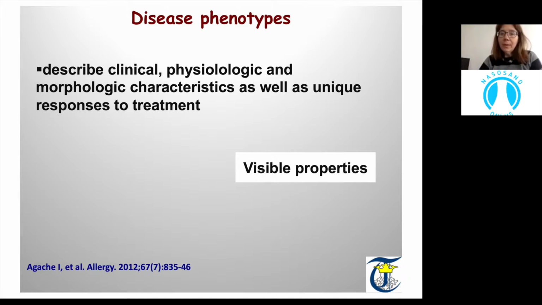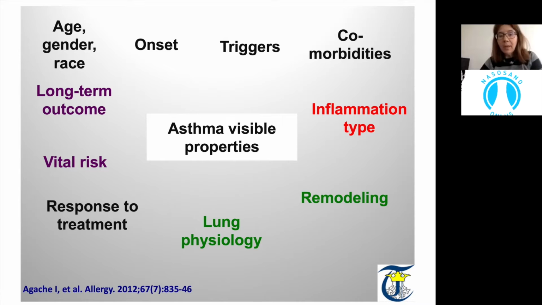First of all, we look in each patient at what we call visible properties. Visible properties characterize a disease phenotype. It can be anything. It can be a clinical, physiologic, or morphologic characteristic, or it can be response to treatment. So anything you can see is a visible property and characterizes the disease phenotype. For asthma, for example, we use the following visible properties. We look at the history of the patient, onset, and triggers, and we assess comorbidities. You know that asthma is frequently associated with allergic rhinitis or chronic rhinosinusitis. We evaluate response to treatment. Because it is a chronic disease, we look at the future risk and also the long-term outcome, for example, the risk of exacerbations or decline in lung function. We measure lung physiology and remodeling. These are also visible properties.